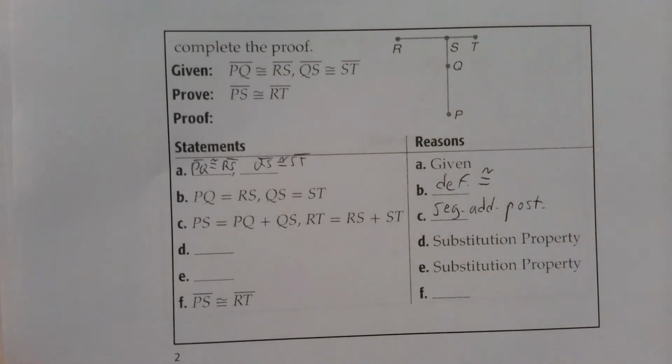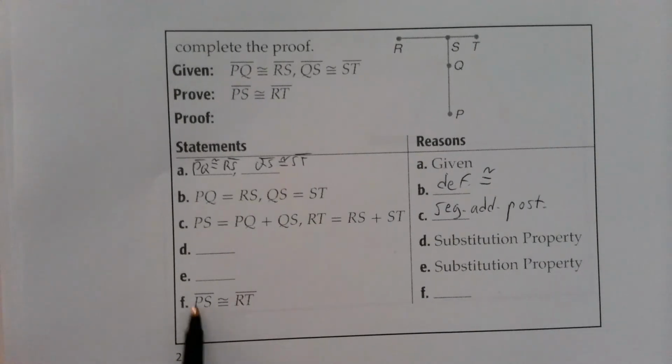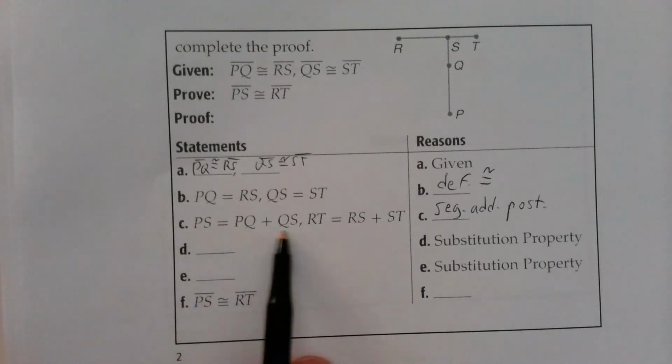Now, here's where things can get kind of tricky, because you can go in lots of different directions. The end goal is we want segment PS to be congruent to segment RT. Another way to say that is if I can say that these lengths are equal, I could say definition of congruence to say that they're congruent. So this step right here, I'm hoping that I can get like PS equals RT. And so what I'm going to do is pick my favorite one up here. It doesn't matter which one, either PS or RT.